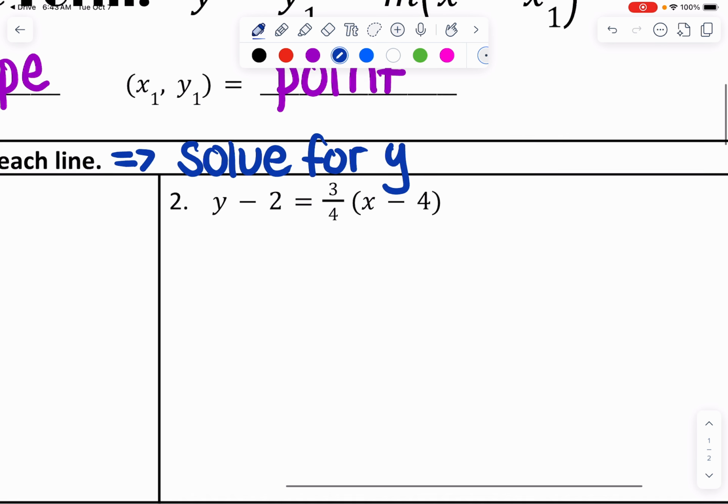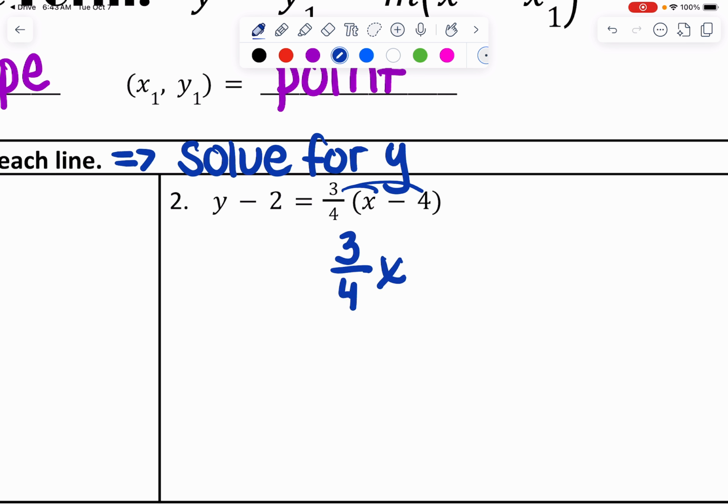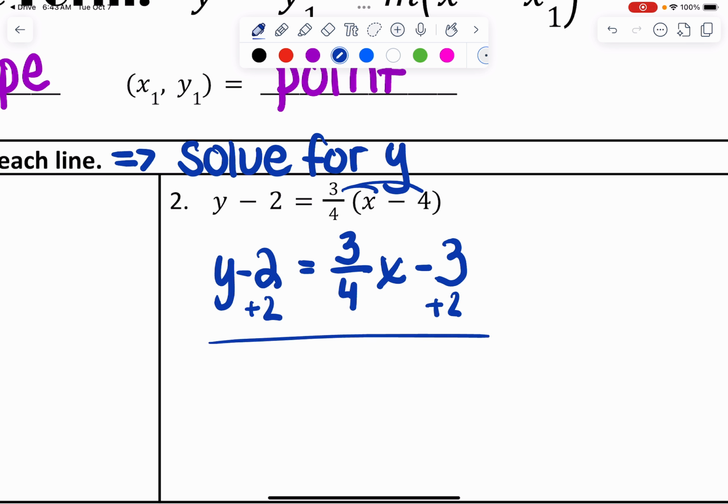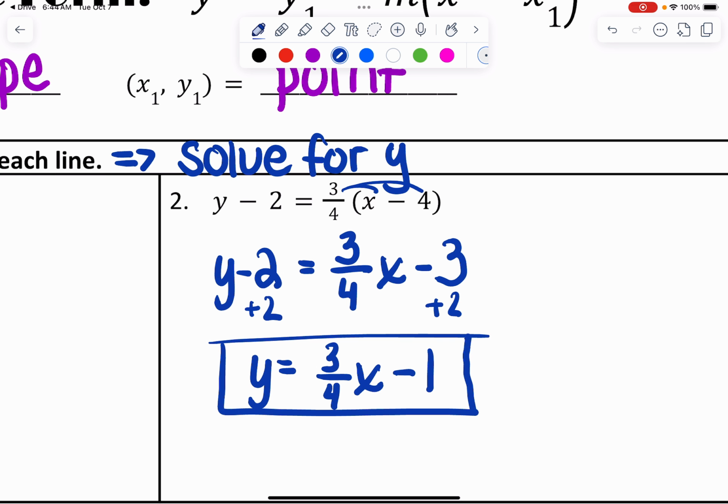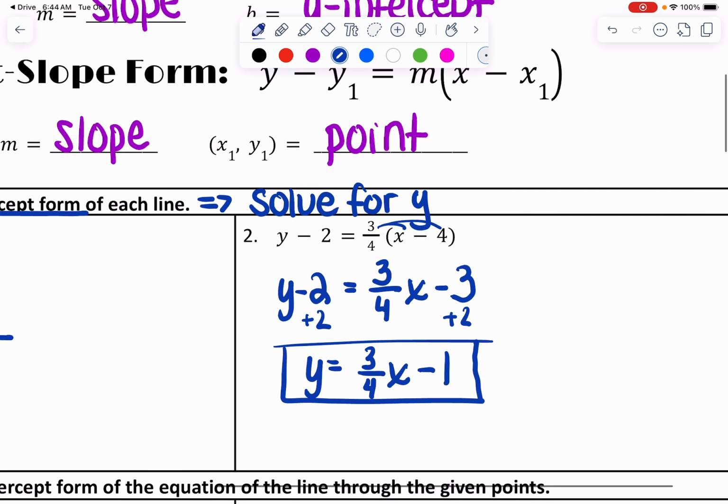Okay. For this one, same idea. So multiply the 3/4 through, so you get 3/4 x. And then 3/4 times a -4 would be a -3, and that would equal y minus 2. And so when I add 2 to both sides, I would get y equals 3/4 x, and then -3 plus 2 would be a -1. So this should be a review from Algebra 1, nothing new there.